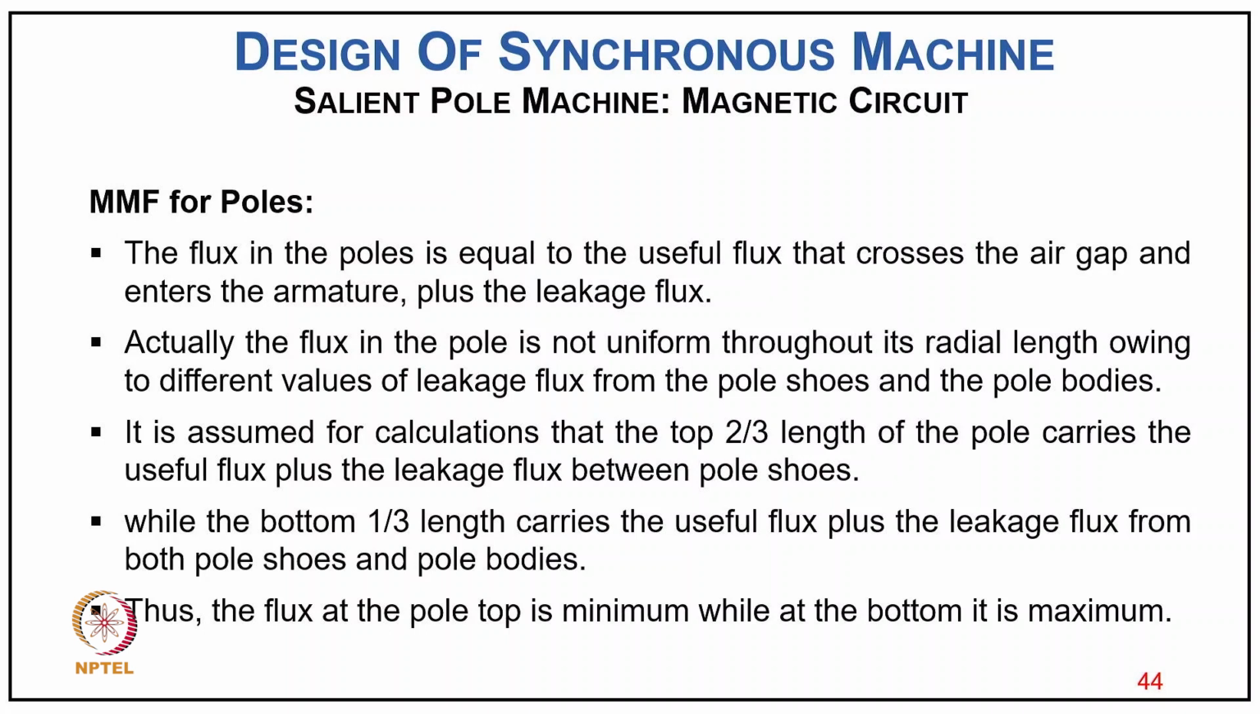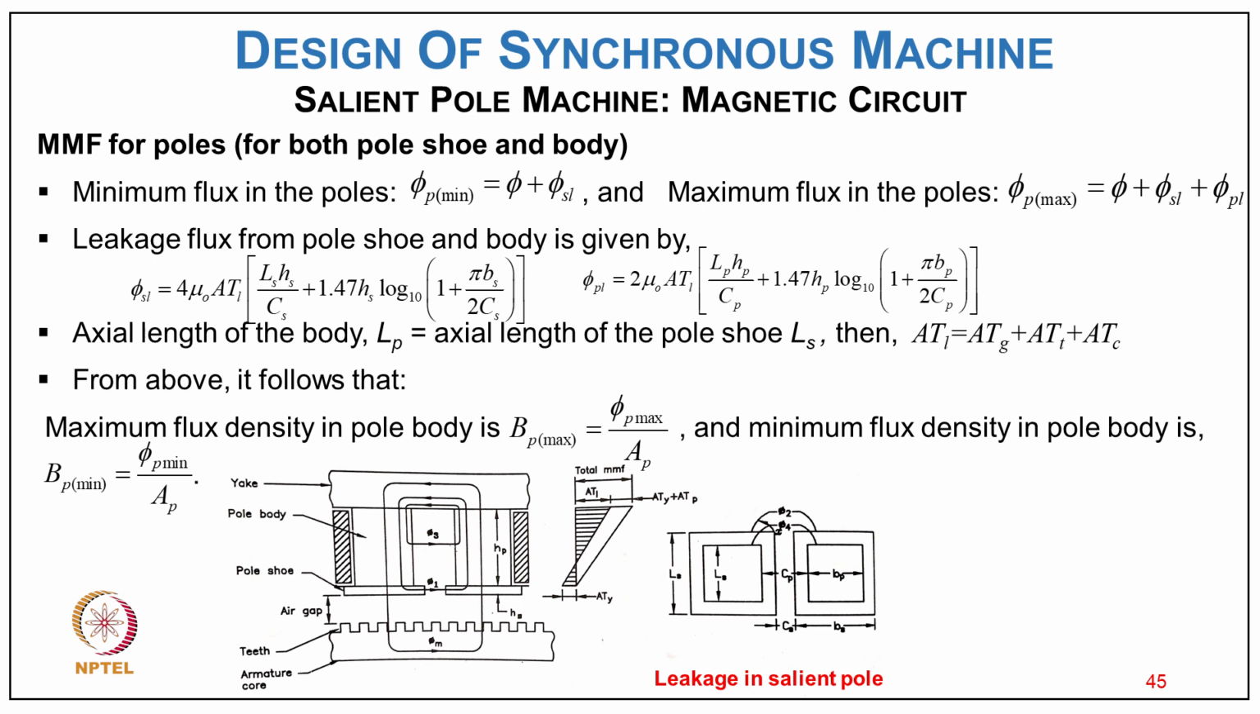Now coming to MMF for poles, the flux in the pole is equal to the usual flux that crosses the air gap and enters the armature plus the leakage flux. The flux in the pole is not uniform throughout the radial length, owing to different values of leakage flux from the pole shoe and pole body. It is assumed for calculations that the top 2/3 length of the pole carries the usual flux plus leakage flux between the poles, while the bottom 1/3 length carries the usual flux plus the leakage flux from both pole shoe and pole body, and thus the flux at pole top is minimum while at the bottom it is maximum. So this is the MMF for poles, for both pole shoe and pole body.